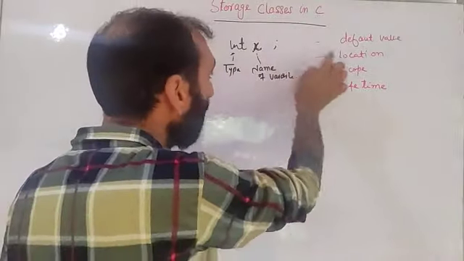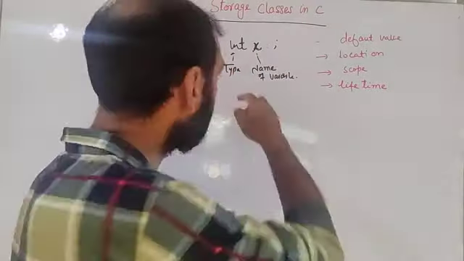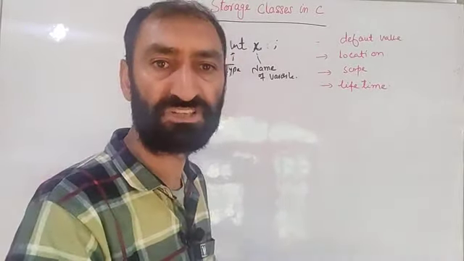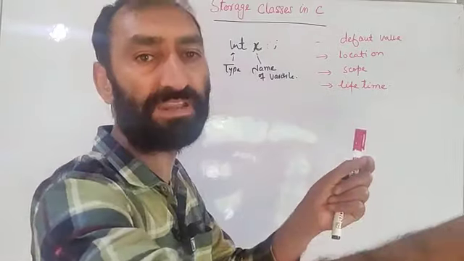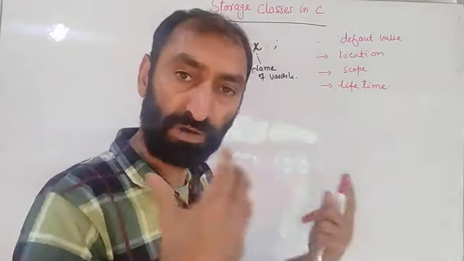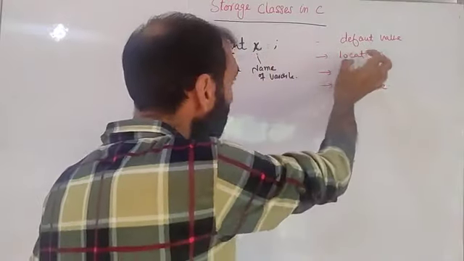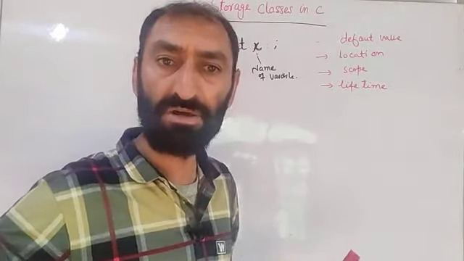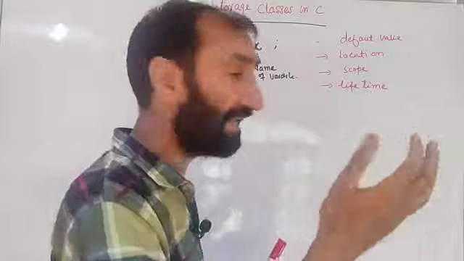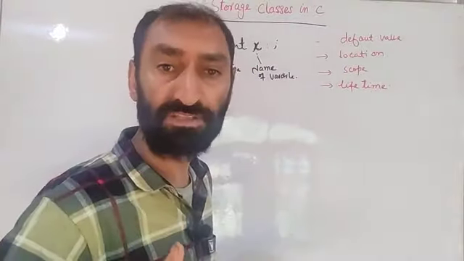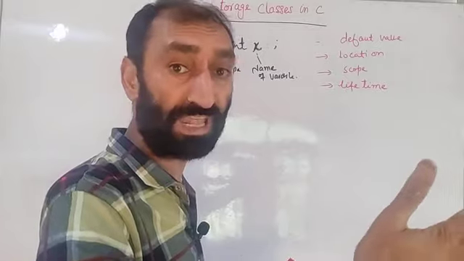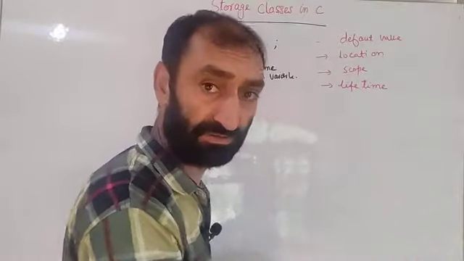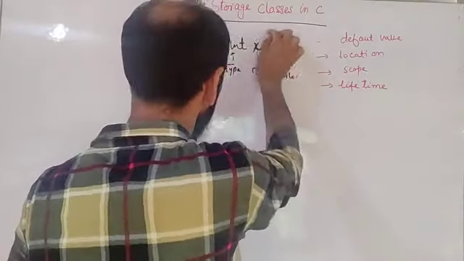The second one is the location, where this variable is going to be stored, whether in the RAM or in the registers. At what position this variable is going to be stored in the RAM or in the registers, because the compiler can store the variables either in the RAM or in the registers. Where they are going to be stored is known as the location. But that is not going to be known by this line.